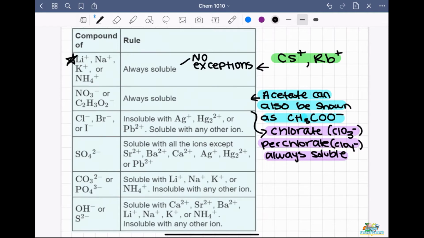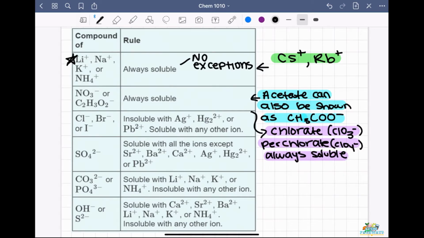the others. Our next rule, we have nitrate and acetate, which again is also soluble. And over here on the right, I included how acetate can also be shown as CH3COO to the negative charge. And some students do not know this and they get confused when they see acetate written in this form on any exams. So I just felt it was important to include. I also included another rule below right here that states chlorate and perchlorate are always soluble as well.